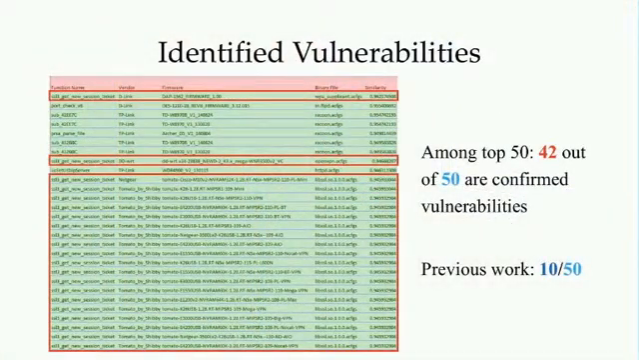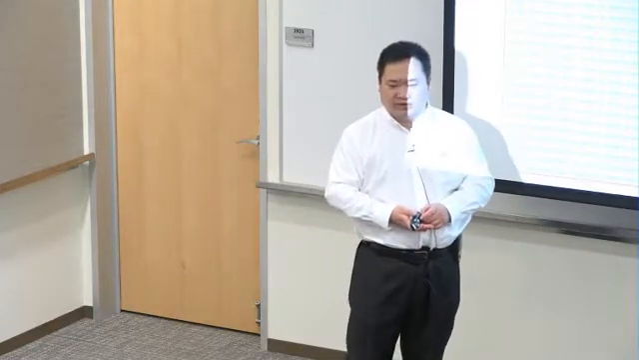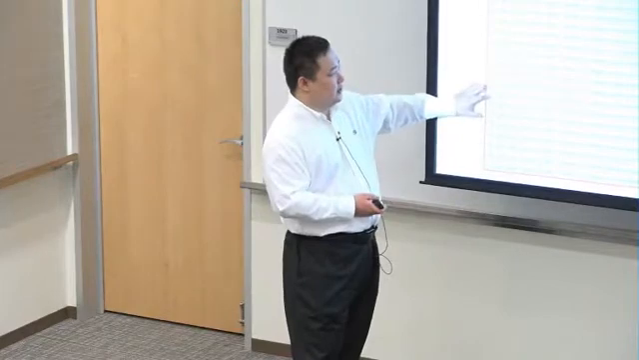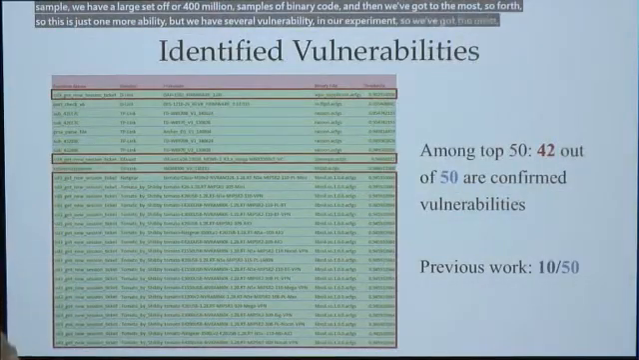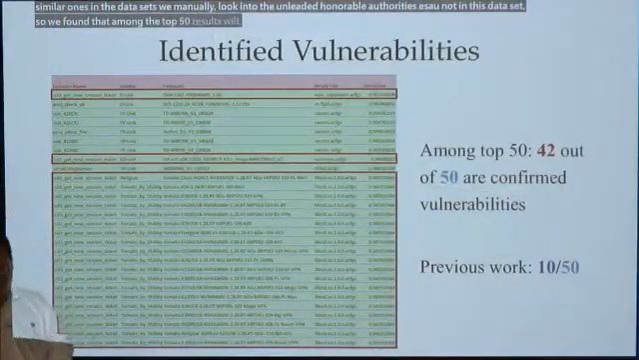And also for the effectiveness, this is just a table that demonstrates the correct vulnerabilities that we found. For example, we have a large data set of over 400 million samples of binary code. This is just one vulnerability, but we have several vulnerabilities in our experiment. We get the most similar ones in the data set, and we manually look into them to see whether the vulnerability exists or not. So we found that among the top 50 results, we can confirm that 42 of them are indeed vulnerabilities. And in previous work, the number is only 10.